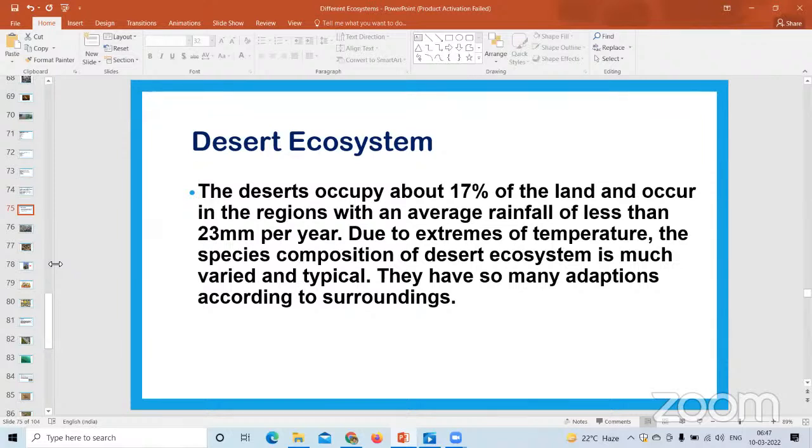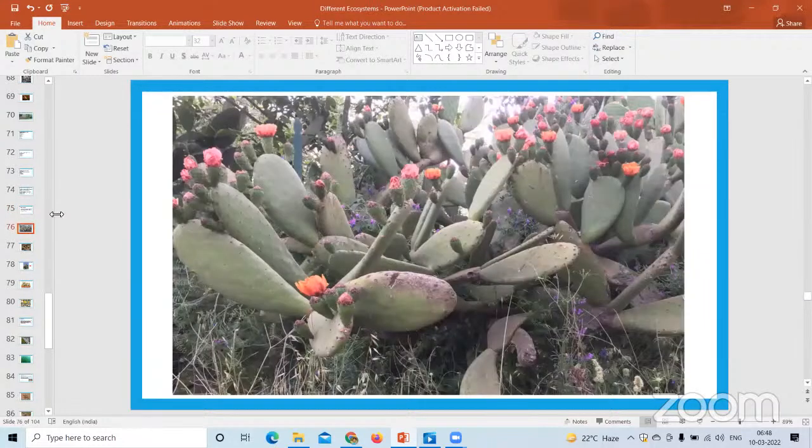Okay, children. So what type of animals and plants are present there in desert ecosystem? The plants and animals which can survive in these conditions. That means plenty of water is not available there in the desert ecosystem. And temperature is very high, rainfall is very low. In those climatic conditions, which animals can survive, which plants can survive in those areas? Only those plants are observed in the desert ecosystem. See, what is the name of this plant, children?